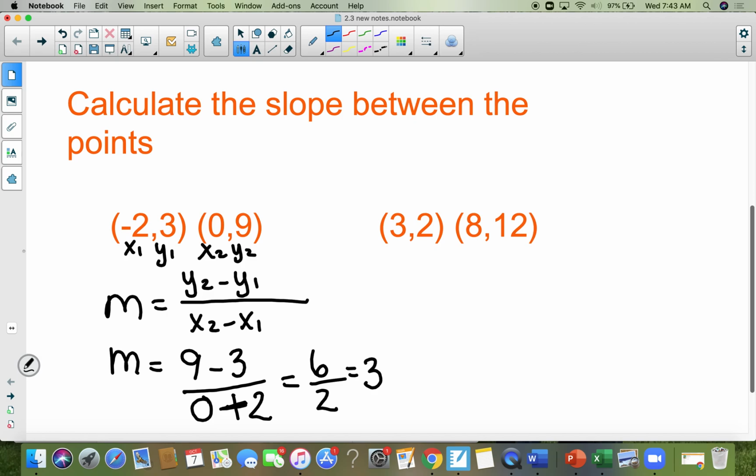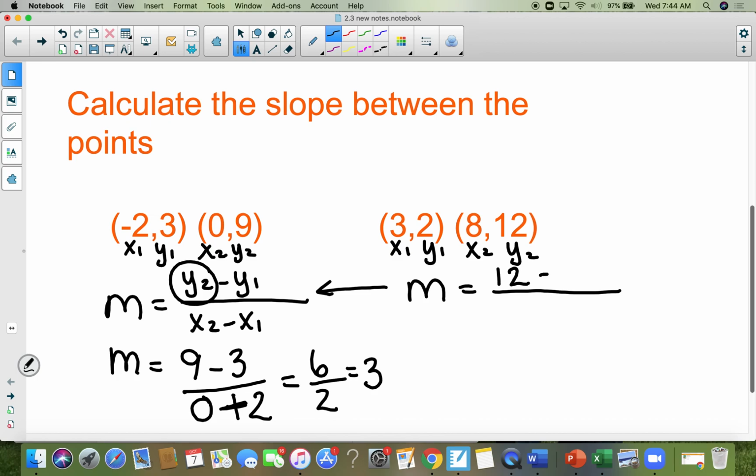Let's do another one. I'm not going to write the formula down again because it's sitting right here. This is the first x, this is the first y, this is the second x, this is the second y, and the second y goes on top, so it's a 12. The first y goes next to it, which is a 2. x2 is 8. x1 is 3. It ends up being 10 divided by 5, because 12 take away 2 is 10. 8 take away 3 is 5. 10 divided by 5 is 2.